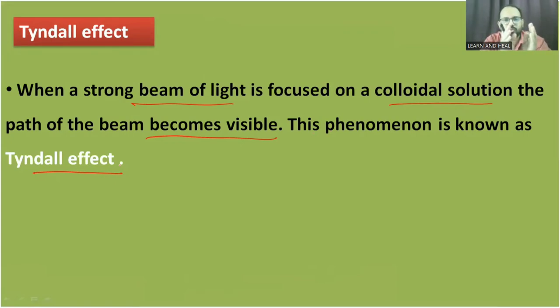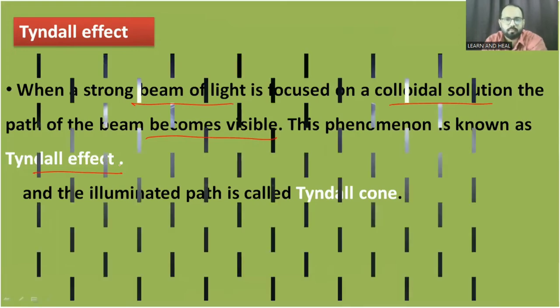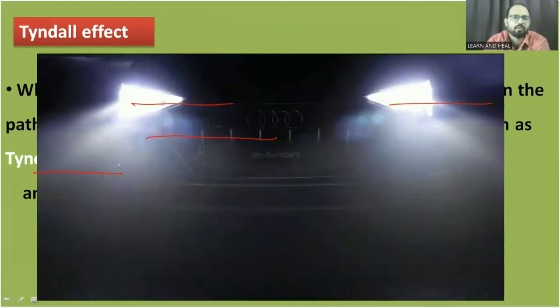If light is passed through a colloidal solution, then when the light passes, the path of the light will become visible, and we can see the path of the light. That effect is what we call the Tyndall effect, and the path that we can see is what we call the Tyndall cone.